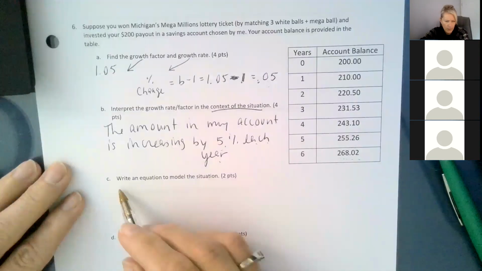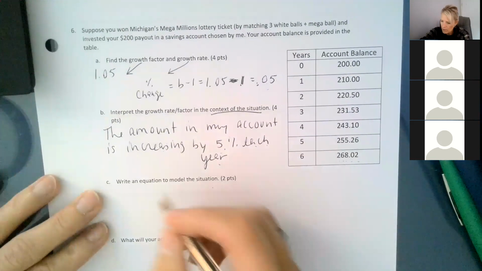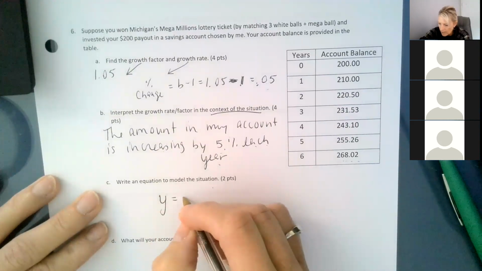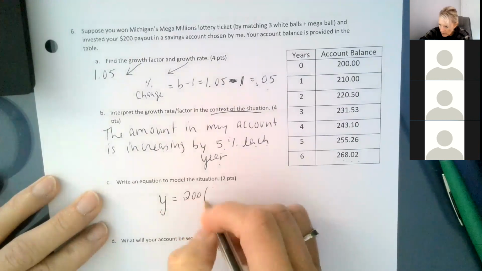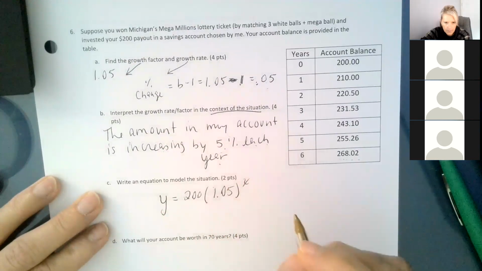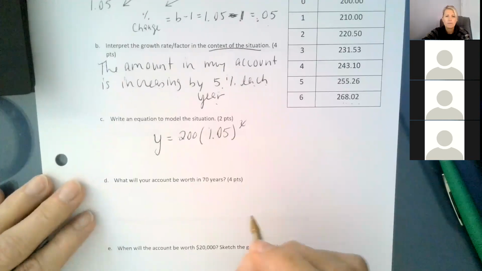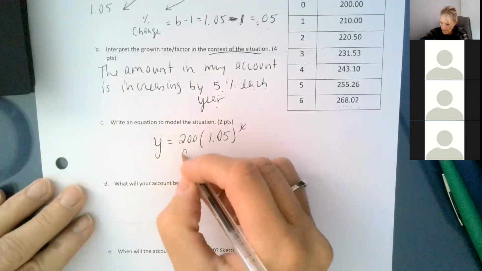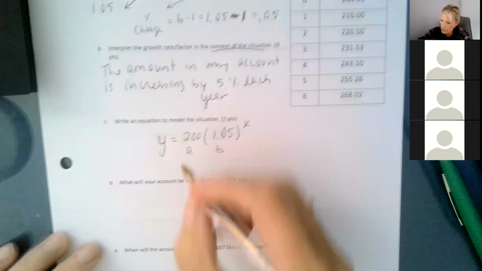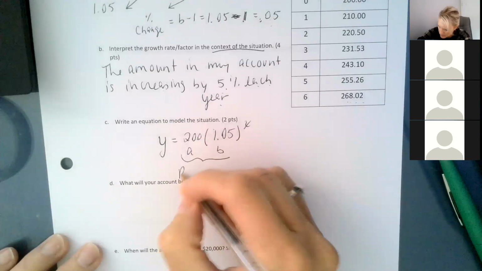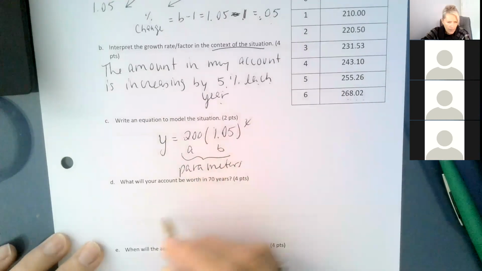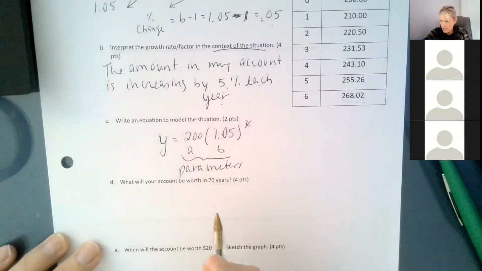Now, C says, write an equation to model the situation. So we are going to say Y equals A, in Desmos was 200, and my multiplier, my growth factor, was 1.05 to the X. A and B, my parameters. I've been using that word a lot, parameters. And it says, what will your account be worth in 70 years?